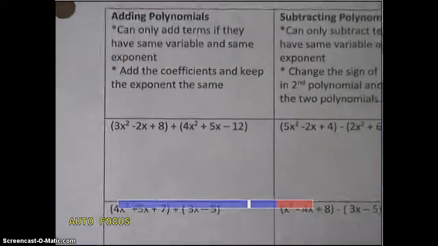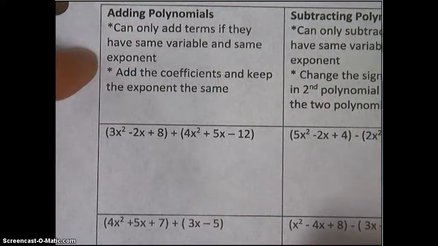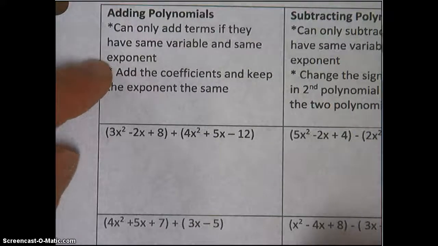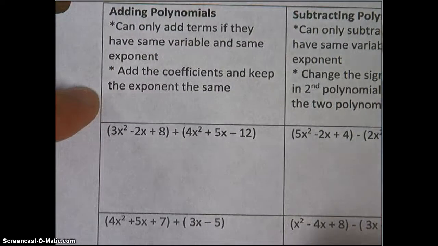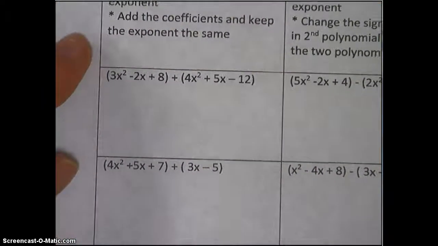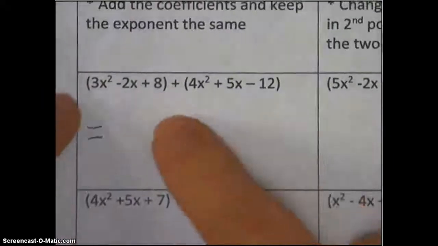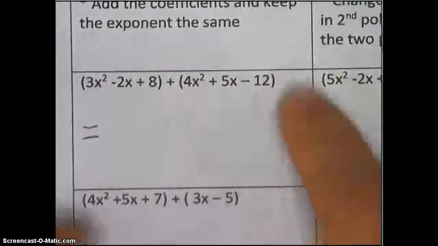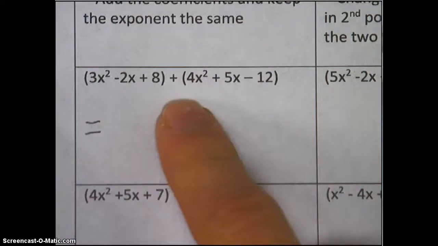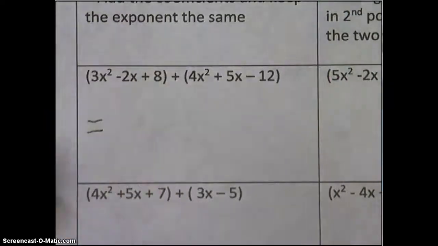We'll start with adding polynomials. And the rule here is you can only add terms if they have the same variable and the same exponent. And you can only add the coefficients. Always keep the exponent the same. So here's how I like to think about these problems. I've got these separated by a plus sign, so don't make the mistake of trying to FOIL these out, because that's a plus, not multiplication. We'll deal with that later.